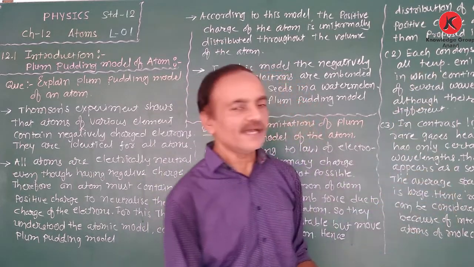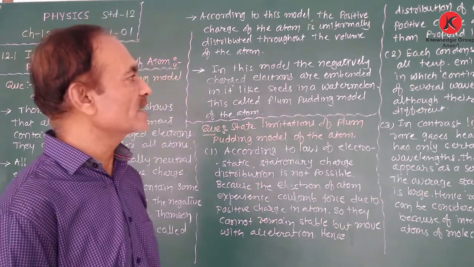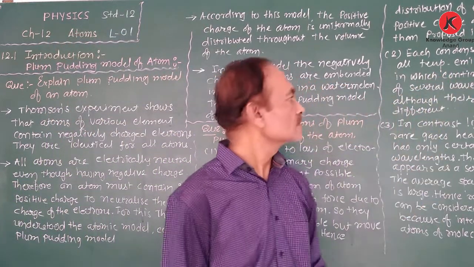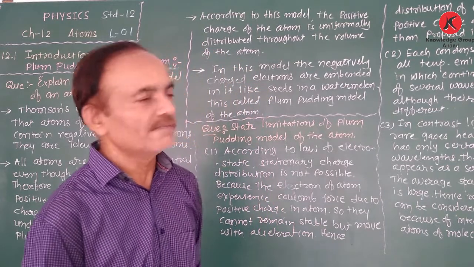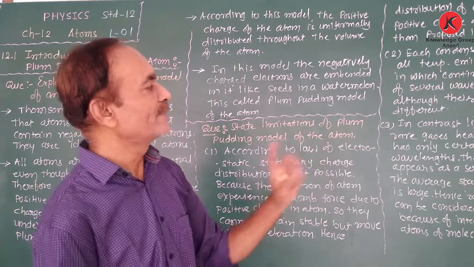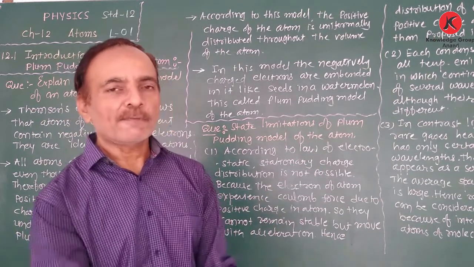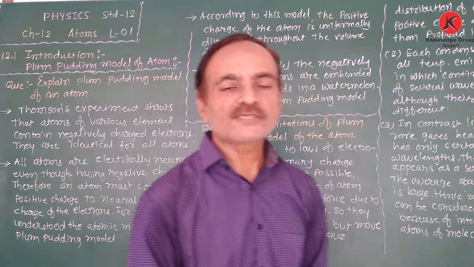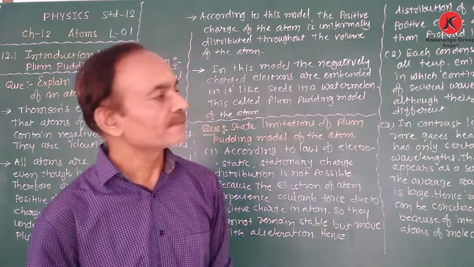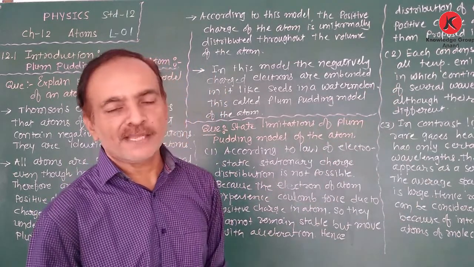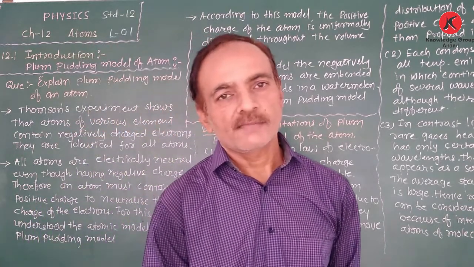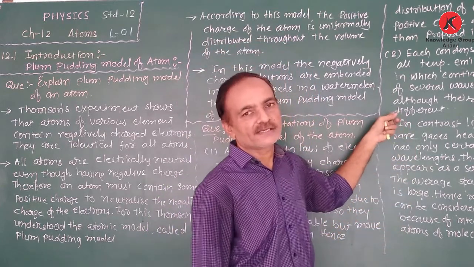Again, condensed matter at all temperatures emits electromagnetic radiation in which a continuous distribution of several wavelengths is present, although their intensity is different. If the electron and positive charge were uniformly distributed, then the continuous distribution of wavelengths would take place in the electromagnetic radiation and its intensity would also be the same. But here the intensities are different.